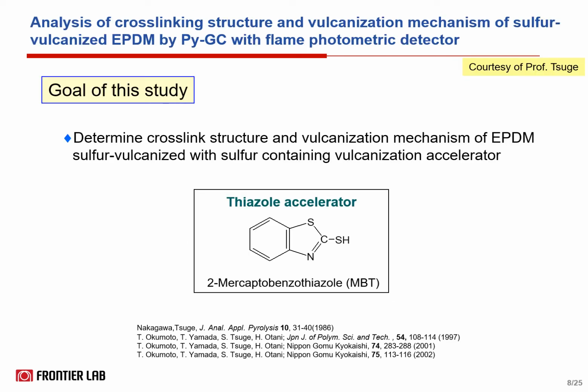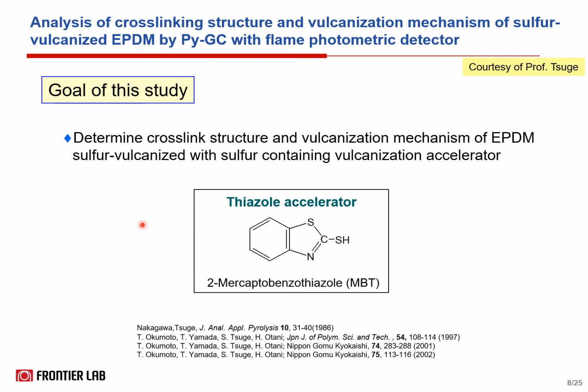The next example is analysis of cross-linking structure and vulcanization mechanism of sulfur vulcanized EPDM by Py-GC with flame photometric detector. Again, this research was conducted by Professor Tsuge and his research group.